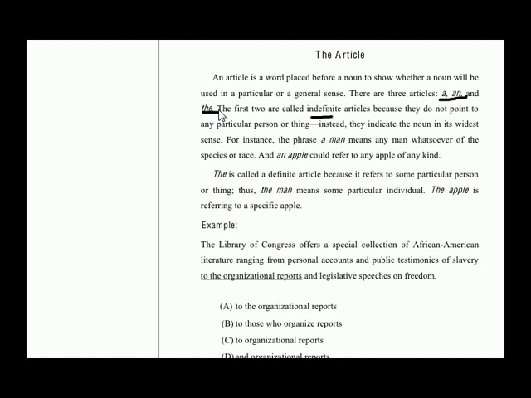Then the first two are called indefinite articles. Really speaking, it doesn't matter what they're called. What is important is to know how these are used. So for instance, the phrase a man means any man whatsoever, and an apple could refer to any apple of any kind. However, the man means a specific individual, and the apple is referring to a specific apple.